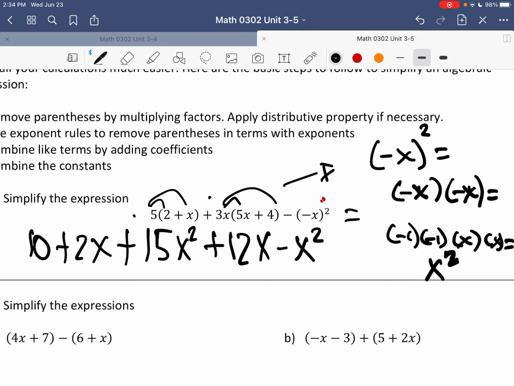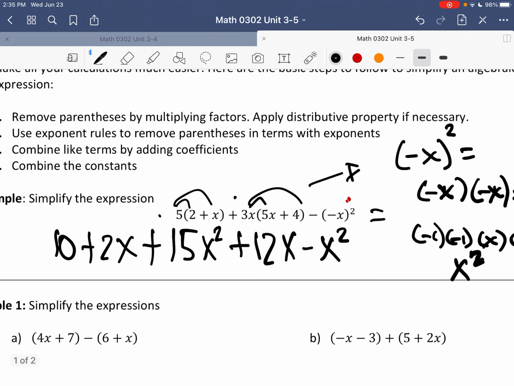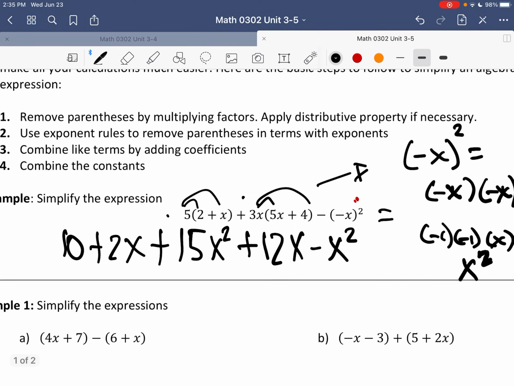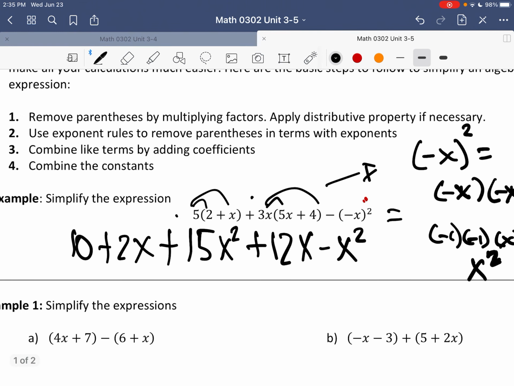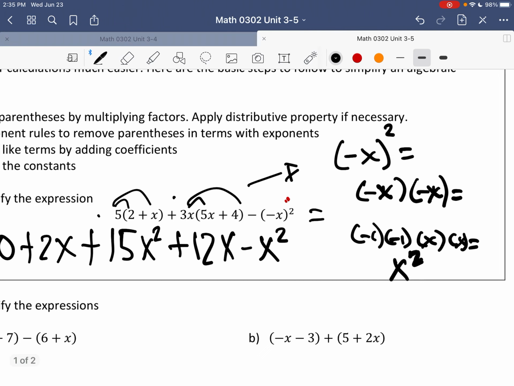Okay, and we're not finished yet. All we've done here is apply the distributive property to remove the parentheses, and we've also used part 2, the rules for exponents, to remove parentheses in terms with exponents. So now we're going to move on to step 3, combine the like terms by adding the coefficients, and also throw in step 4, combine any of the constant terms.